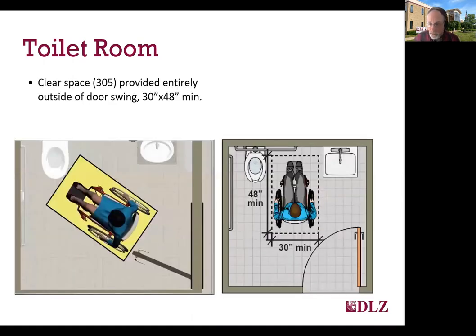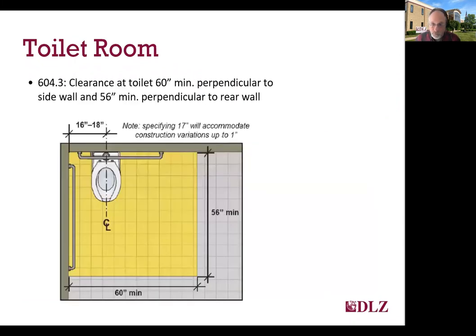Inside the room, you must also have a compliant 30 by 48-inch minimum clear space that is entirely outside of the door swing. That will allow the person inside to open the door or exit if the door opens out, and be able to exit the room.